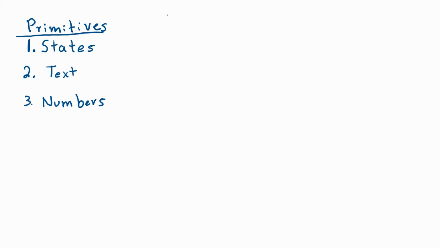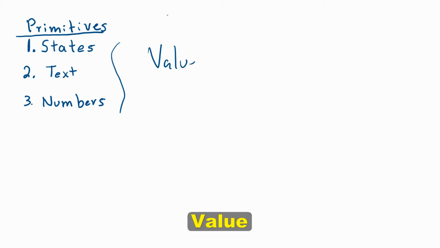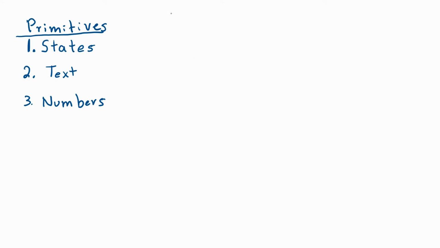Now, independently of the type of primitive, so it doesn't matter which of these three I choose, any piece of information I'm going to call a value. So when I say value, think of a generic term for any of the three primitives. Let's start talking about how we use these primitives in C++.